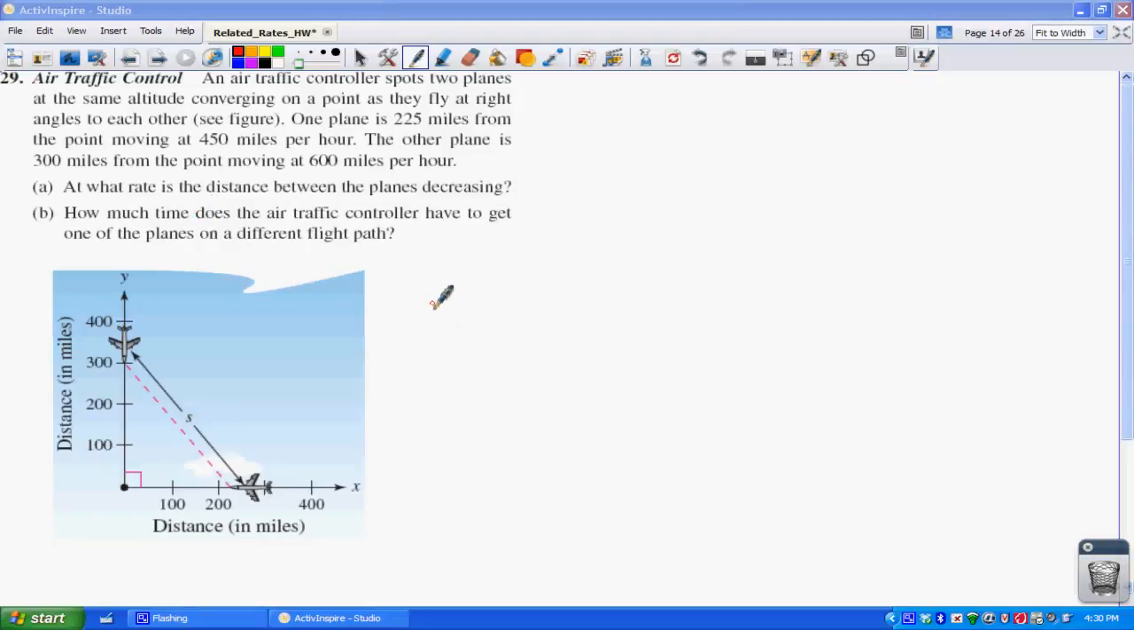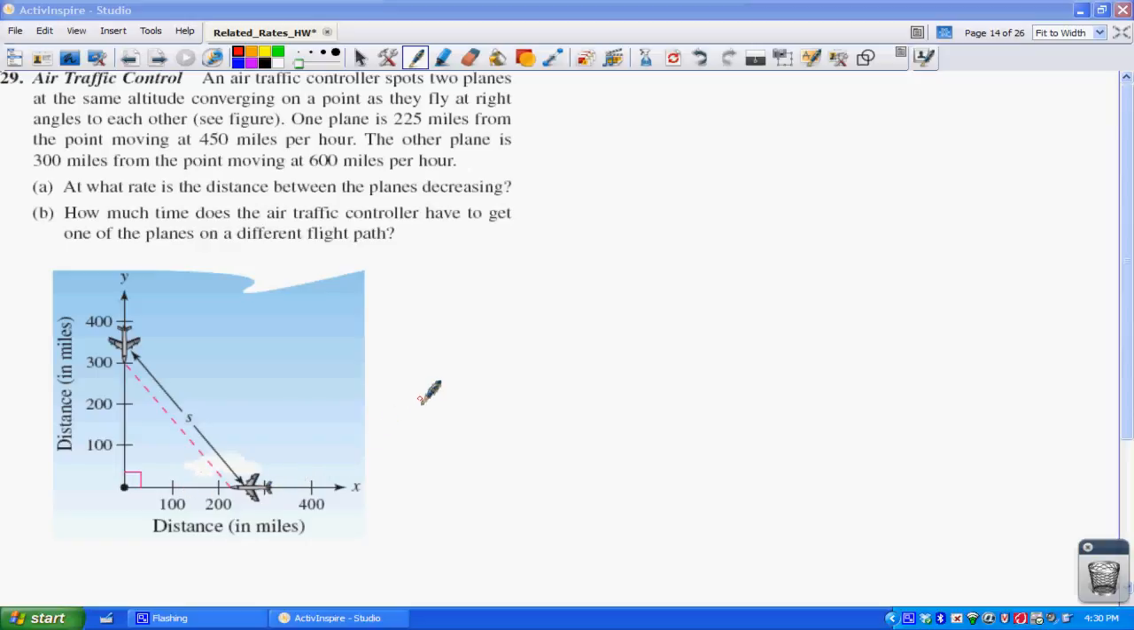All right, this brings us to question number 29. It deals with air traffic control. Good news is they gave you a picture of what was going on. So we have two planes flying inwards towards a certain point.